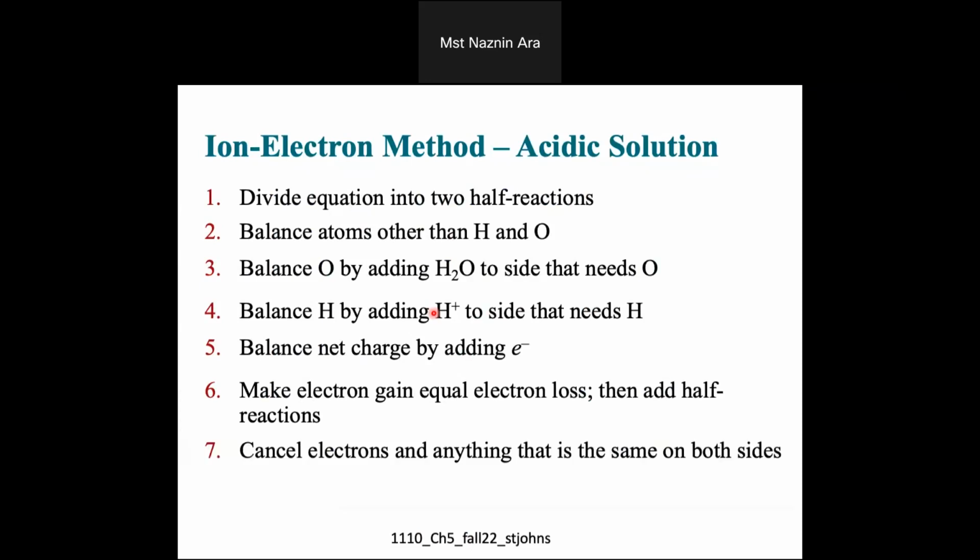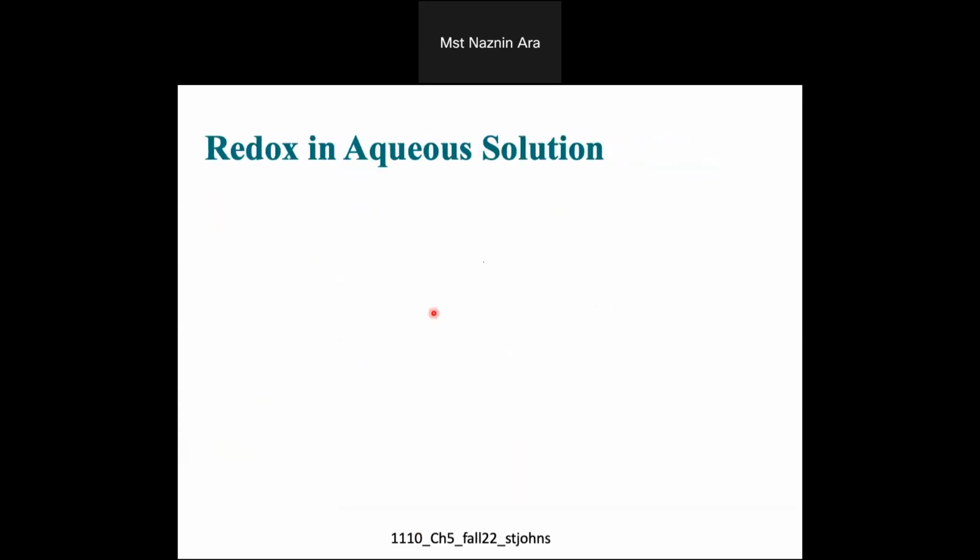And then, adding the half reactions, we can cancel electrons and anything that is the same on both the reactant and product side, that means left side and right side. Now let's go over an example and see step by step how we can balance it.